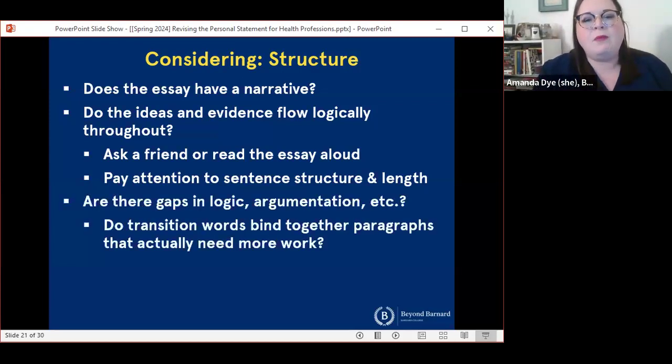When it comes to gaps in logic or argumentation, you want to pay special attention to things like transition words, next or subsequently. Those kinds of things can sometimes be used to sort of bind together paragraphs that need a little bit more work to be joined together. As I said, maybe the reader isn't going to follow you there. So you want to make sure that you're paying attention to those places and taking a look at those transition words in particular.